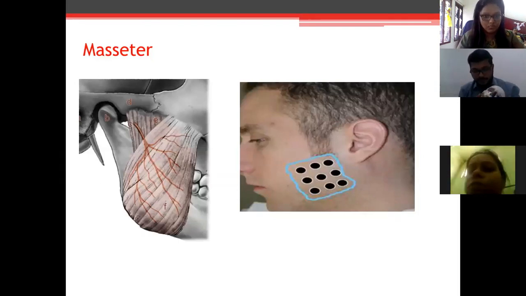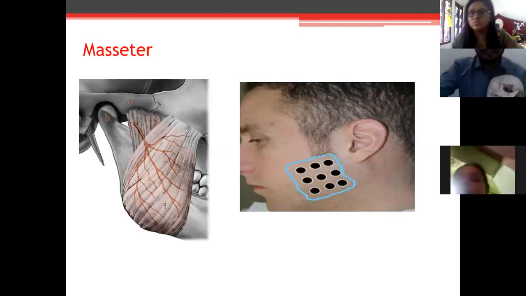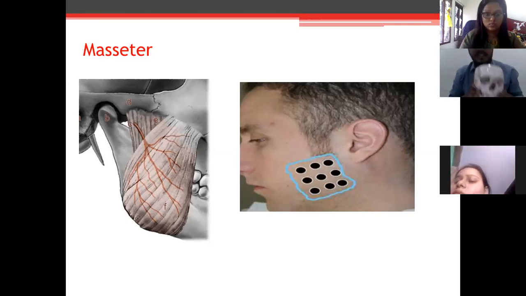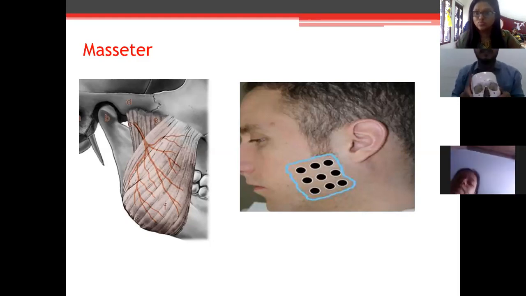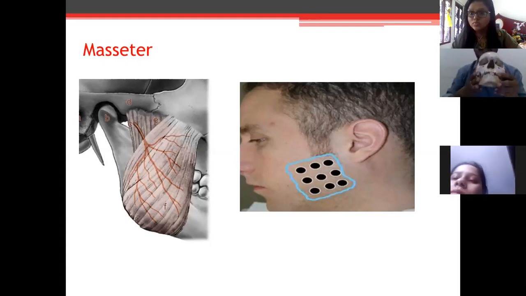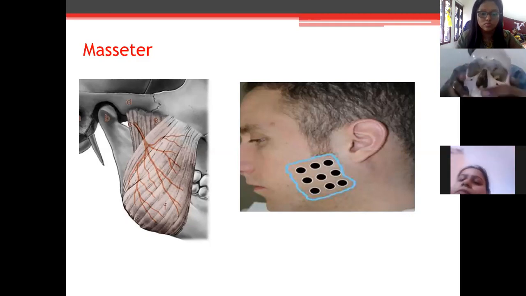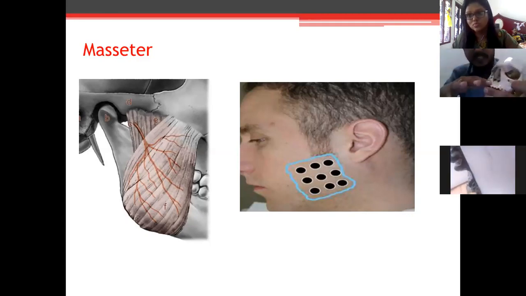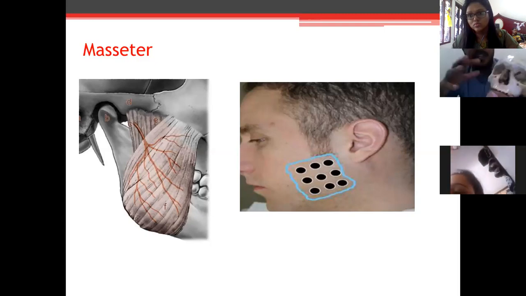So I will show you the masticatory muscles palpation. This is the skull I am having, the skull I had in my first year BDS. That is why I have drawn lines. This is leaf 1, leaf 2, leaf 3, all these things.